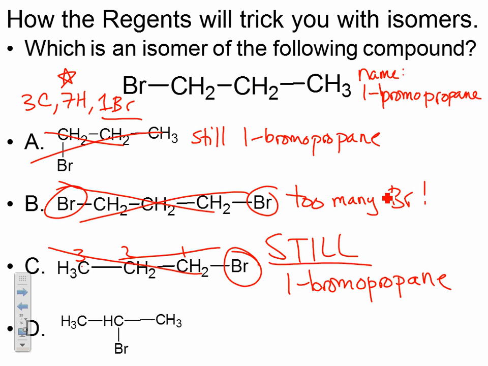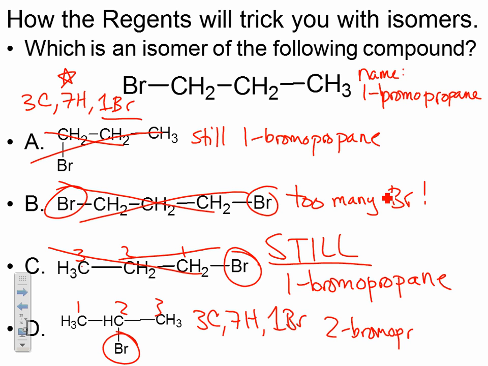We look at the last option. It has the correct number of atoms: 3 C's, 7 H's, 1 Br, but the bromine is on the number 2 carbon. So this is 2-bromopropane, not 1-bromopropane. It's a different arrangement. The bromine is in a different location. It's bonded to a different atom. So this one is the isomer. Same number and type of atoms, but a different bonding, a different arrangement.